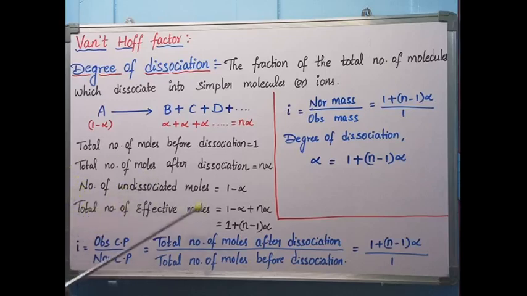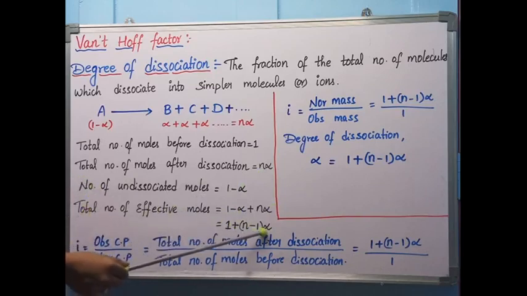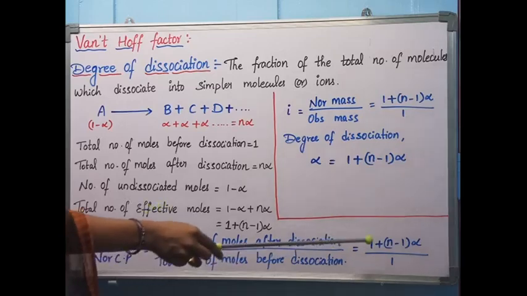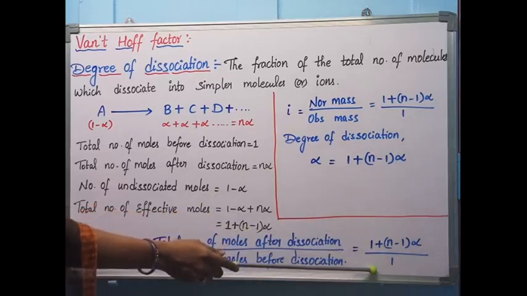From this, the total number of effective moles after dissociation in the solution can be given as 1 minus alpha plus n alpha. If I take alpha common, I'll get 1 plus (n minus 1) alpha. Now if I want to calculate the Van't Hoff factor, we know i equals observed colligative property by normal colligative property. So this equals total number of moles after dissociation by total number of moles before dissociation. The total number of moles after dissociation is nothing but the total number of effective moles in the solution, so 1 plus (n minus 1) alpha, and the total number of moles before dissociation equals 1. So I get the equation i equals 1 plus (n minus 1) alpha by 1.